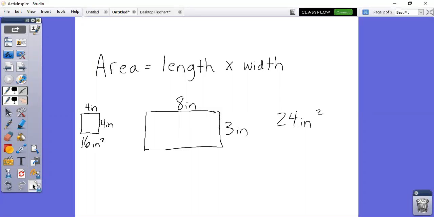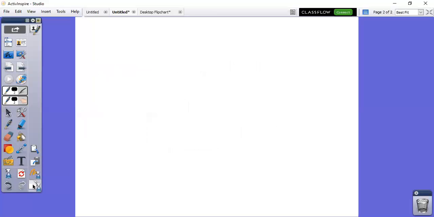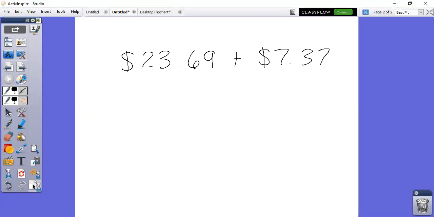Next thing we're going to talk about is money. You need to know how to add and subtract and multiply and divide money, okay? We will talk about multiplying and dividing in just a minute. So for this practice, we're just going to add money. The biggest thing that I see, $23.69 plus, let's do $7.37. The biggest thing I see is that people do not line up their decimals. You have to line up your decimals or you will not get the right answer, okay?